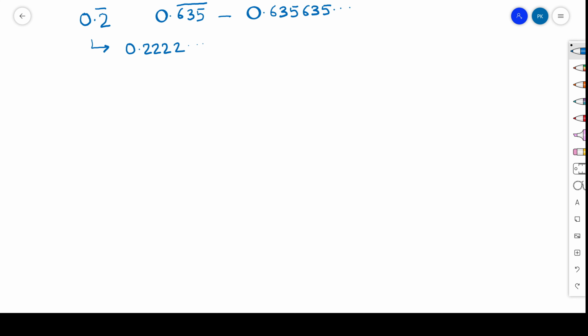Now suppose you have a number of the form 5.23 bar, where the bar is on the 3. So what does it mean? It means that we have to write it as 5.23333... Now if you have to convert a pure recurring decimal, we had learned that we just need to write as many nines in the denominator as there are digits. For example, 0.2 bar can be simply written in fraction form as 2 by 9.